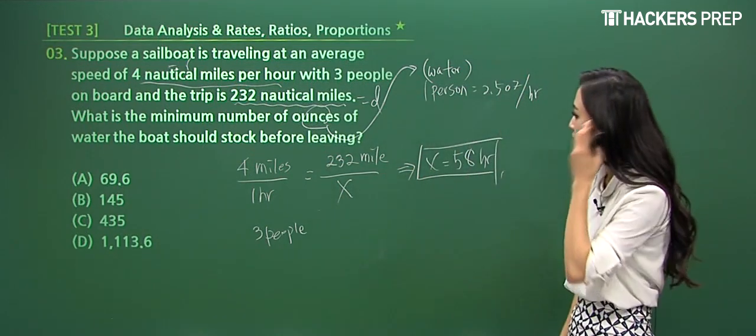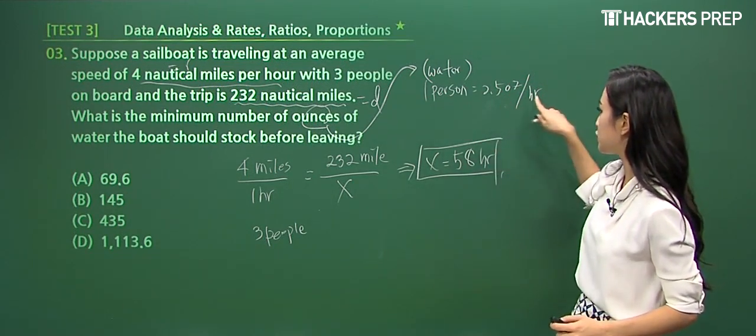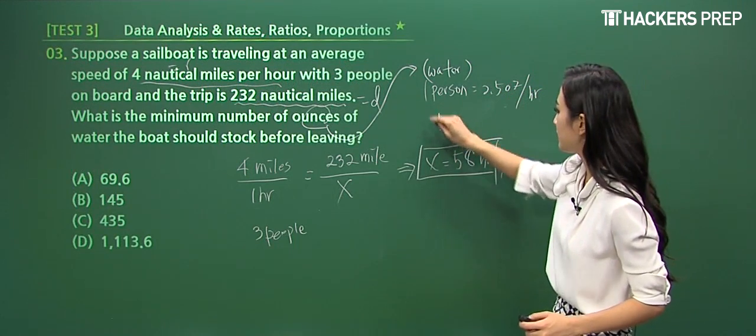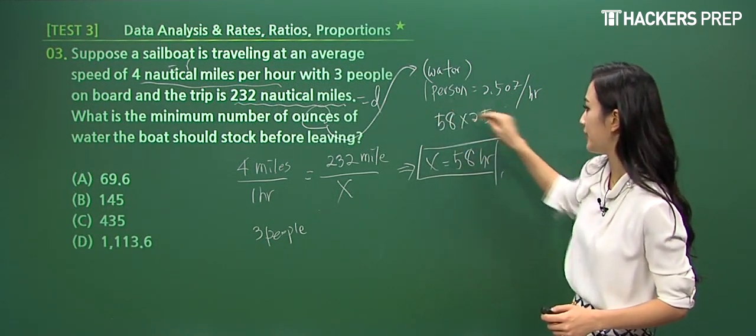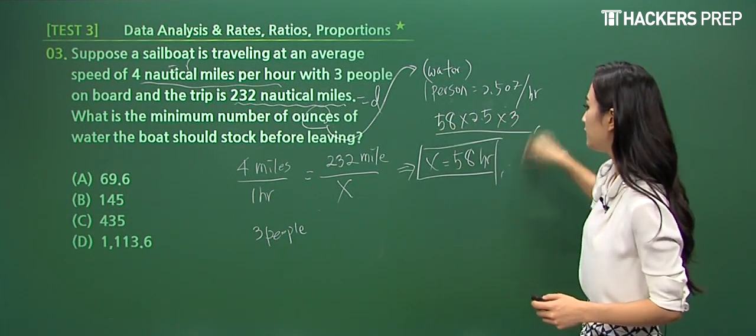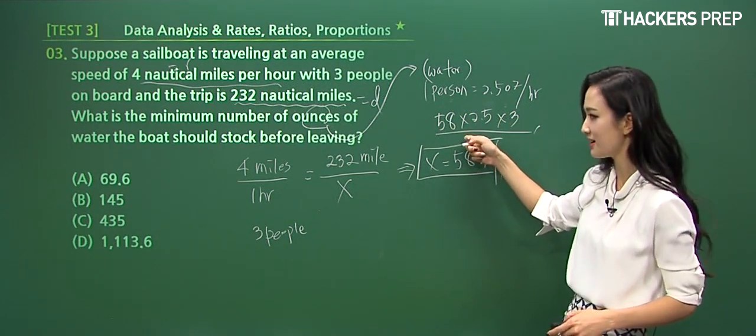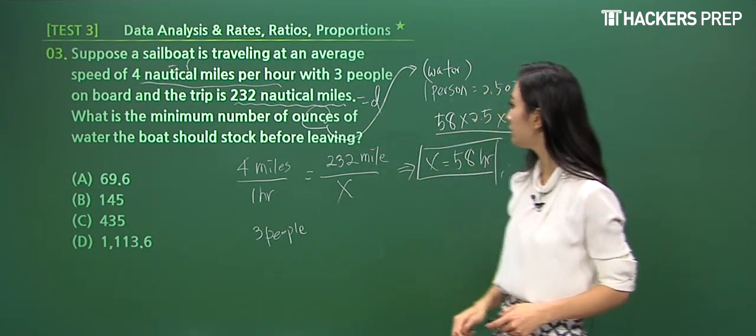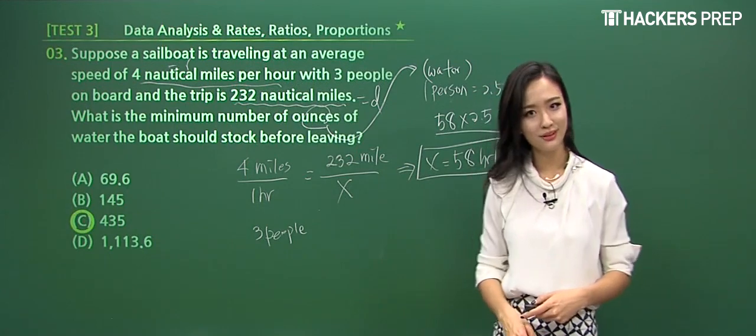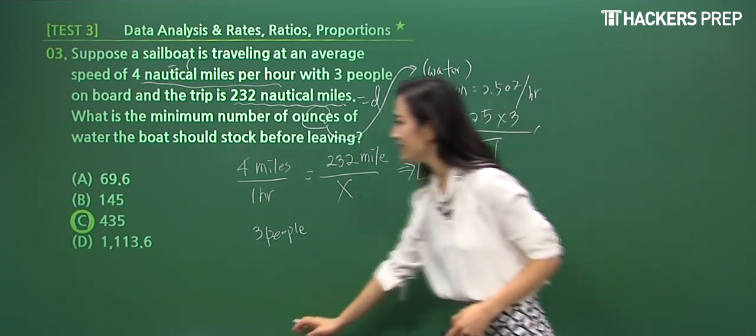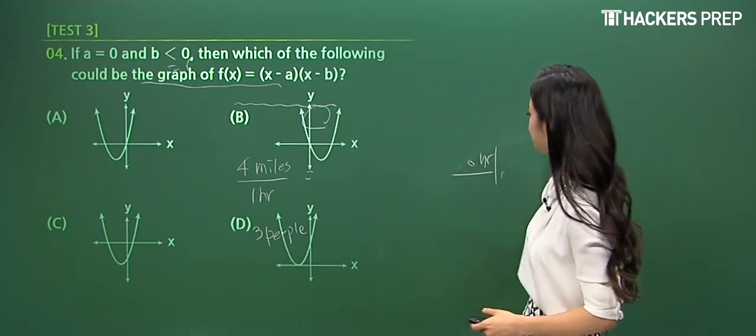So how do we finalize or finish this question? We know that one person consumes this much per hour, so we know that the water should be this much for one person. And we have 3 people involved, so all you have to do is calculate this using your calculator. Very good. So can you guys tell me what numerical value this actually corresponds to? Do you get 435? Okay. You circle C and you move on. That was it. So let's do number 4.